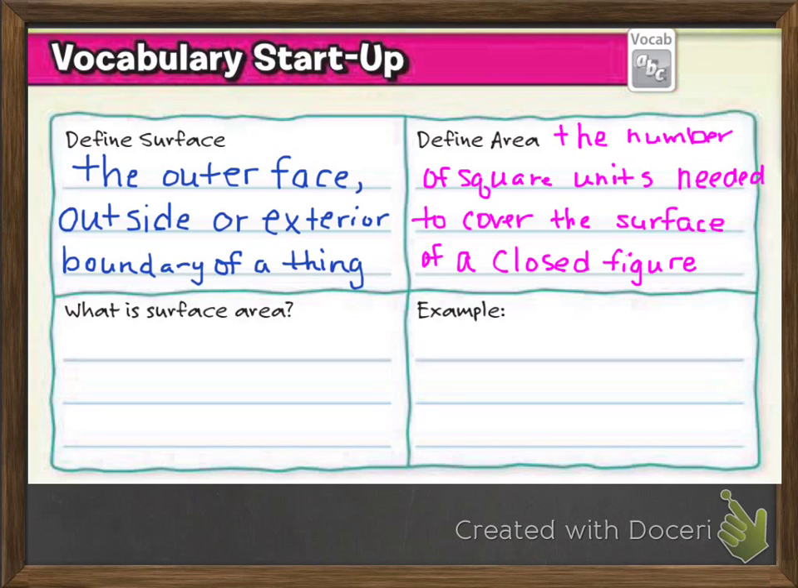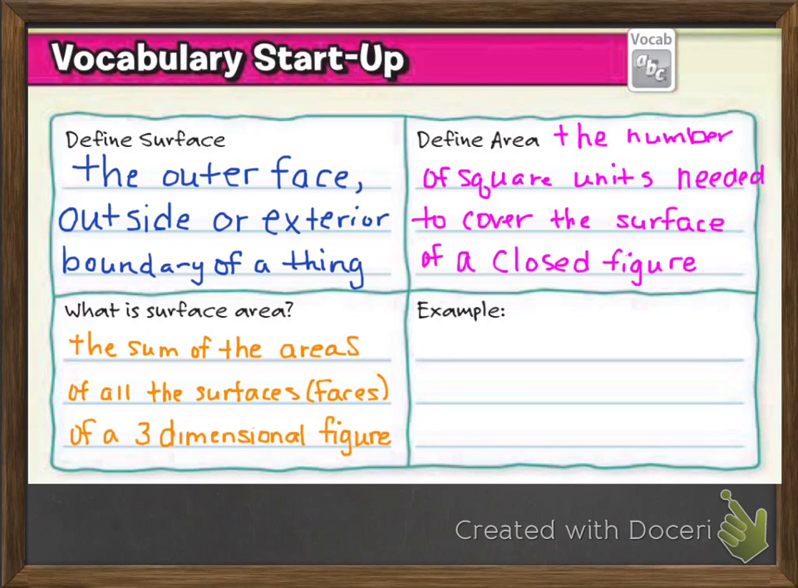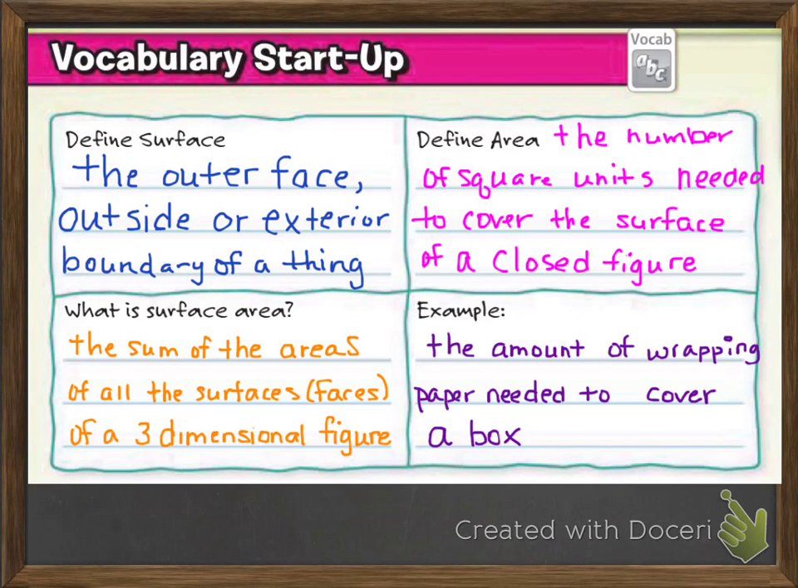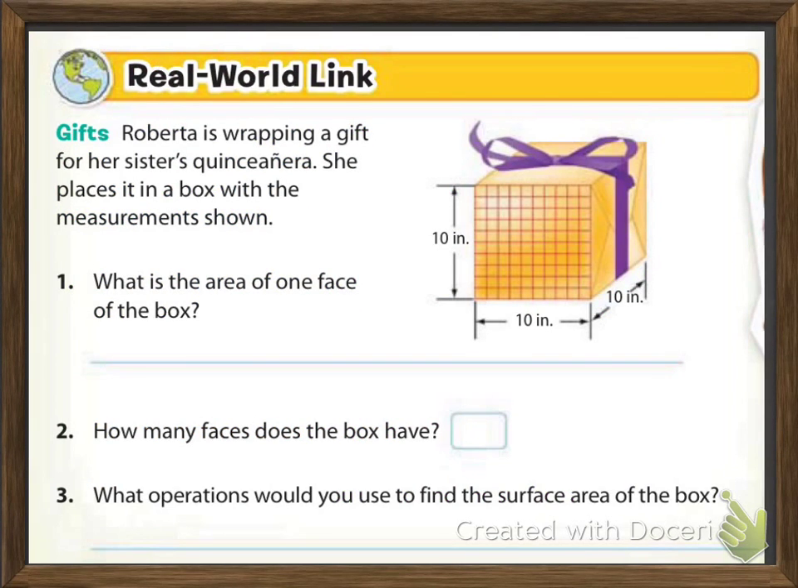And then it says, what is surface area? So now you see the definition for surface area. It says the sum, remember that means to add, of the areas of all the surfaces or faces of a 3-dimensional figure. So that just means if we took the area of each, for instance, on a rectangular prism, each square or rectangle that's on that prism, and we found the area individually and then added them all up, that would be the total surface area. And the last box says we need an example. So an example would be the amount of wrapping paper needed to cover a box, like a present or a gift.